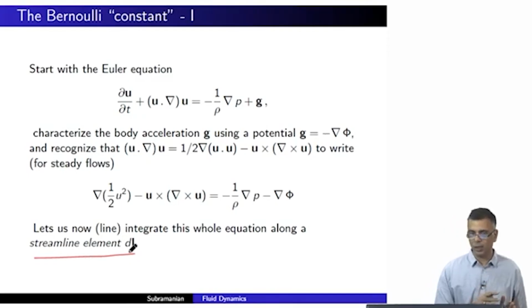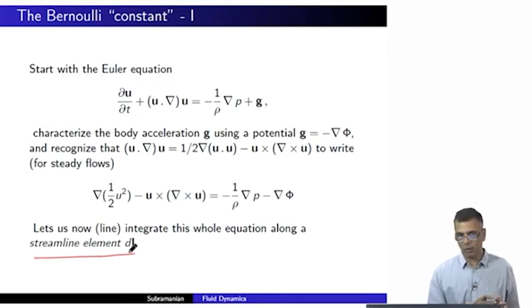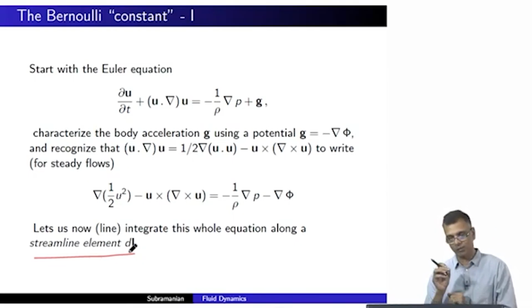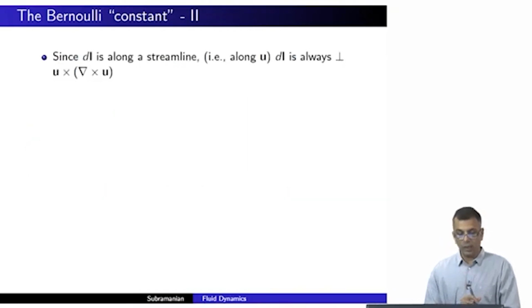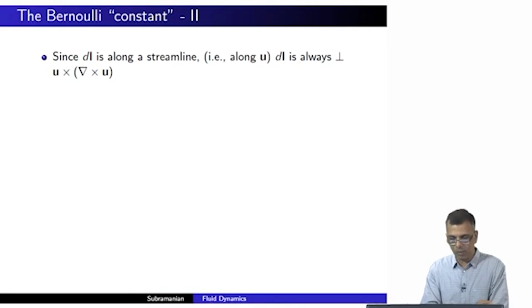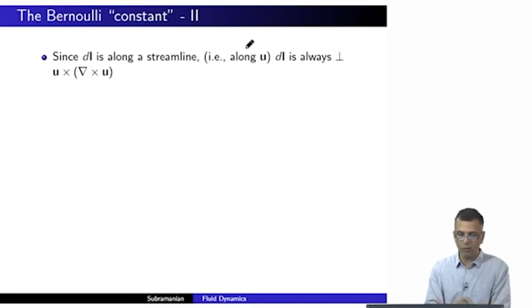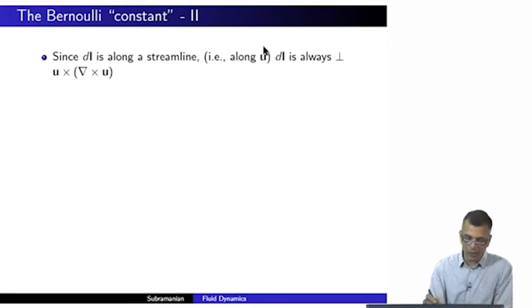So, you are not going along x or along y, you are going along a streamline. Okay, you are integrating along a streamline, very important to keep in mind. Now, dl by definition, the length coordinate, is along a streamline. In other words, it is along u. That is the definition of a streamline, right? The streamline is a line that points along u, right.